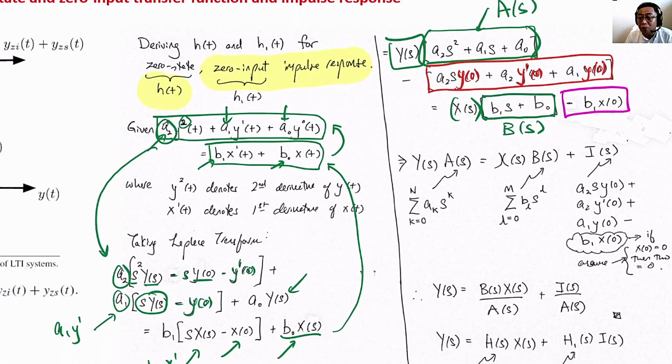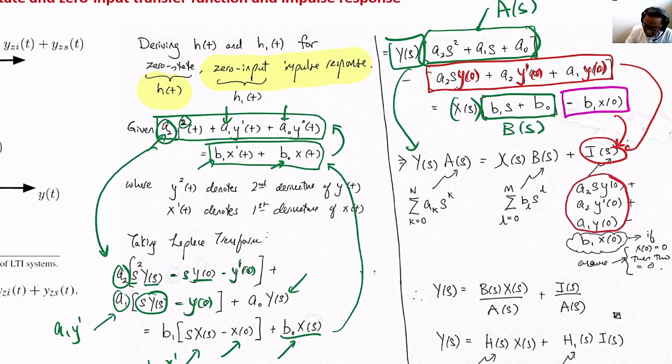Okay, let's group all these three things together. We have Y of s A of s on the left. We move the initial conditions to the right hand side. So this is the initial condition, the terms associated with the initial conditions due to y as well as due to x. What about B of s? It remains on the right hand side.